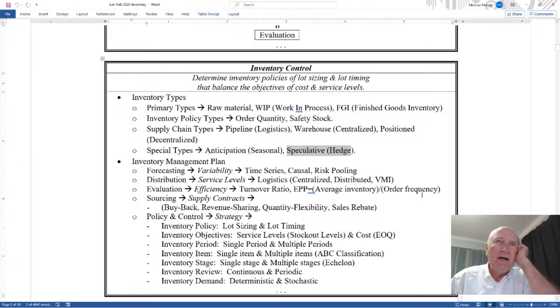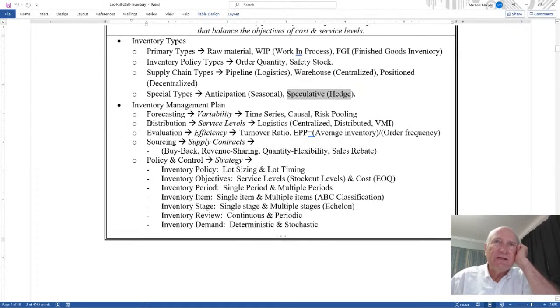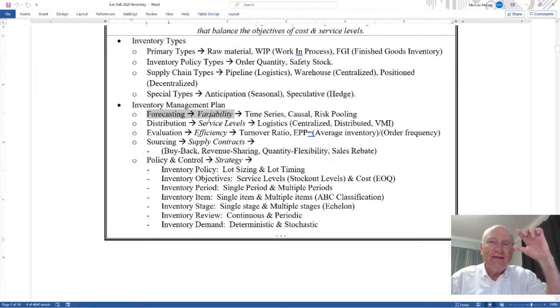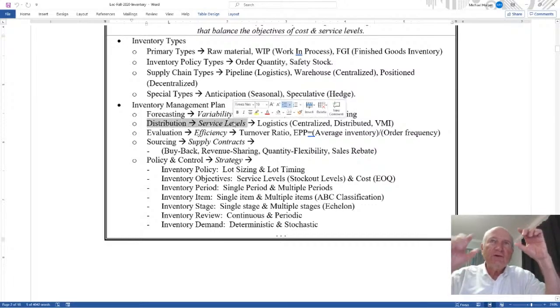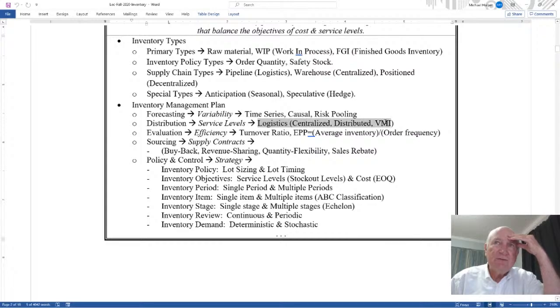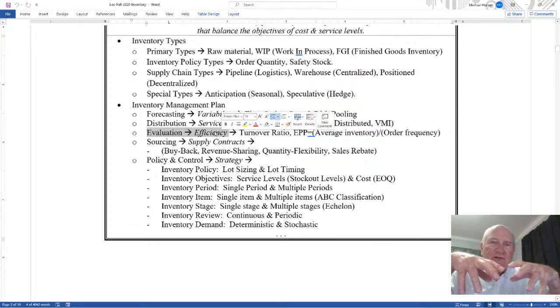Okay. Inventory management. To manage these things, you have forecasting. And forecasting focuses on variability. You want to decrease variability to sharpen your forecast. And the techniques are time series analysis, causal analysis, and risk pooling. Now, in the distribution of logistics, you're focusing on service levels, and you want service levels as high as possible. And there's where you have logistics: centralized, distributed, and vendor-managed inventory. Now, the evaluation internally is efficiency. You want to enhance your efficiency internally.